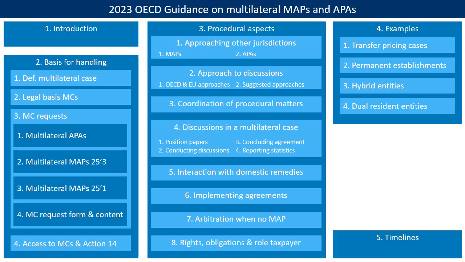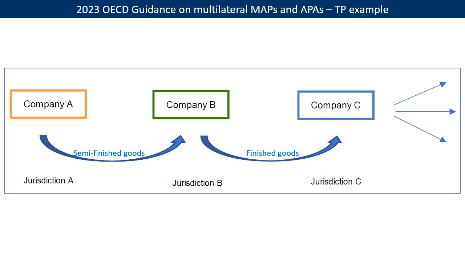So they give examples of transfer pricing cases, PEs, hybrid entities, and dual resident entities of where you might need a multilateral MAP or APA. And the first example concerns transfer pricing. So you've got company A selling semi-finished goods to company B, and then company B sells finished goods to company C, which then distributes to third parties, right? And now the issue here is that company C does not have an arm's length result, but company B does. So apparently company A must be a principal. And then the question here obviously is you cannot adjust the BC result because then B is not at arm's length anymore, and therefore it is better for A, B, and C to all get together in a multilateral MAP or APA.